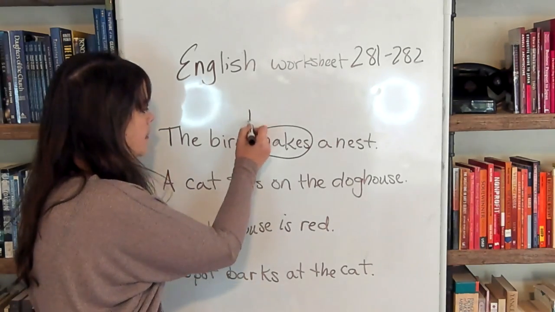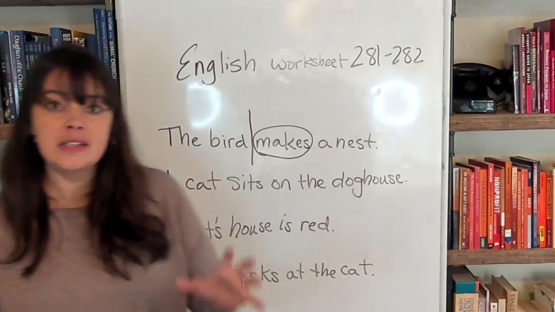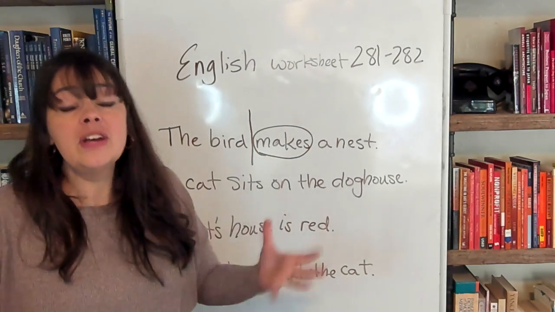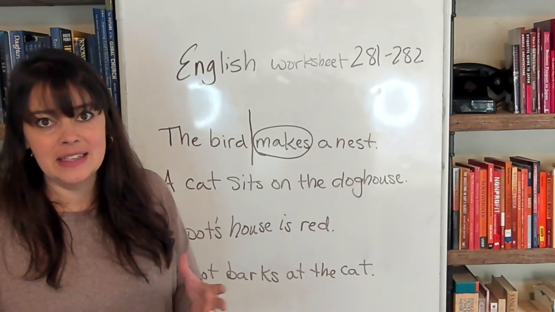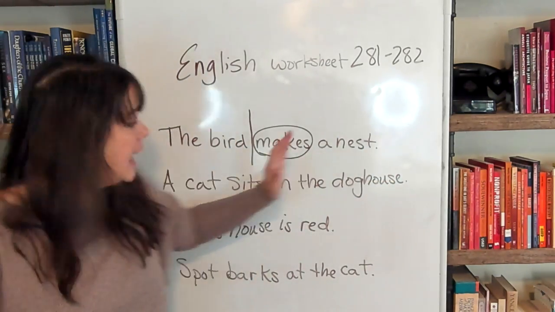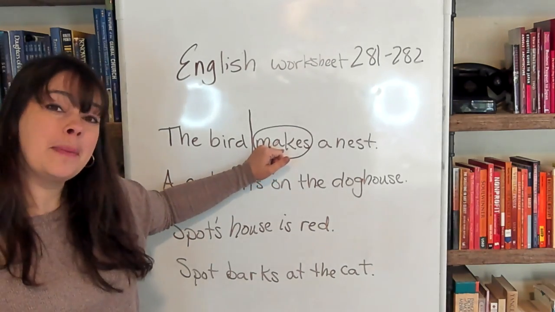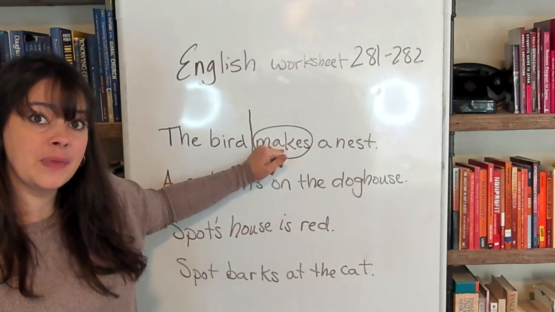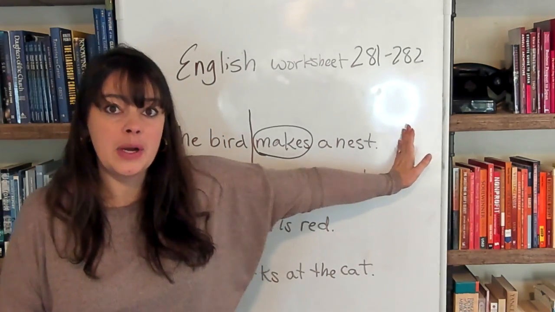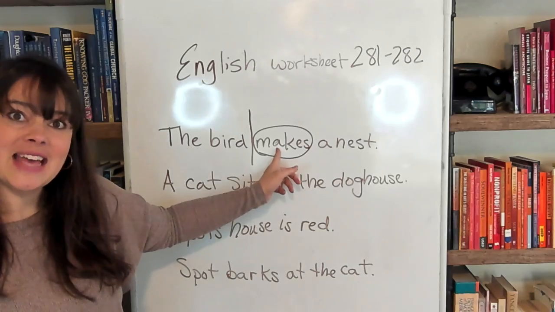So we've talked about subject part and action part before, and now we're just learning the real name of it is predicate, okay? This part of the sentence is called the predicate. And the action verb can be the main part of a predicate, okay? So the bird, the subject; makes a nest is the predicate, and makes is the action verb.